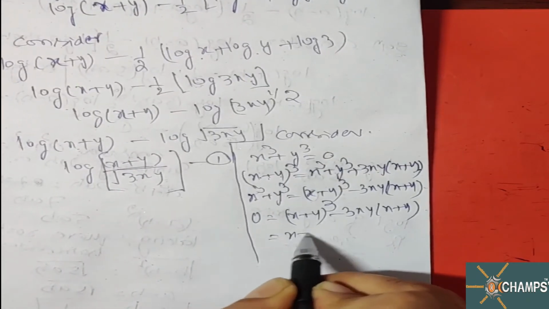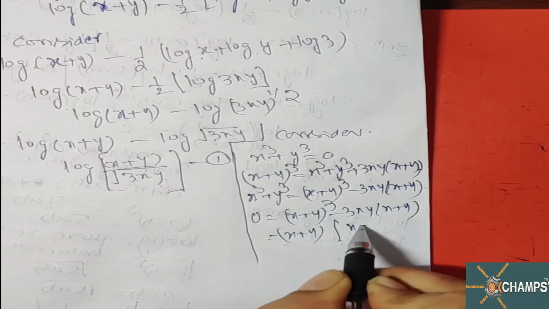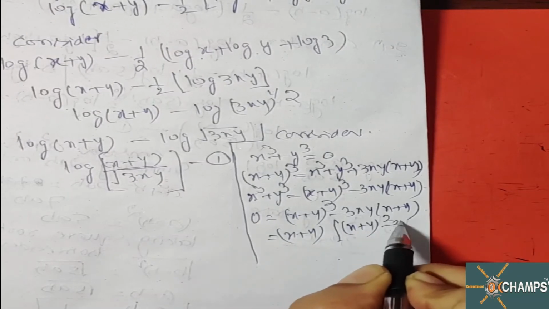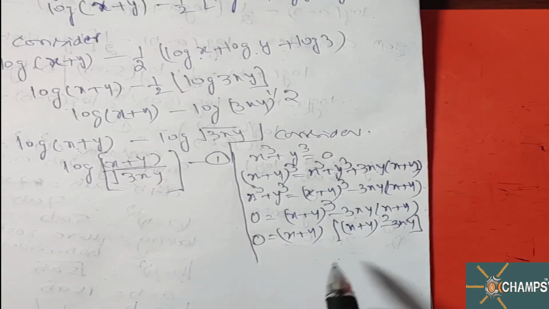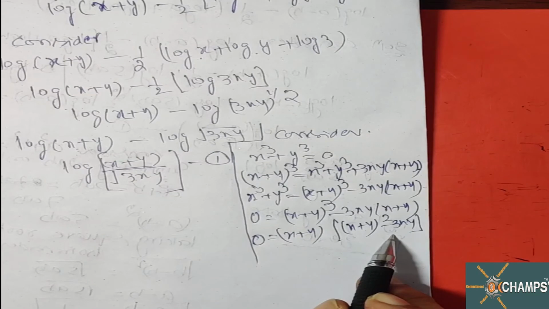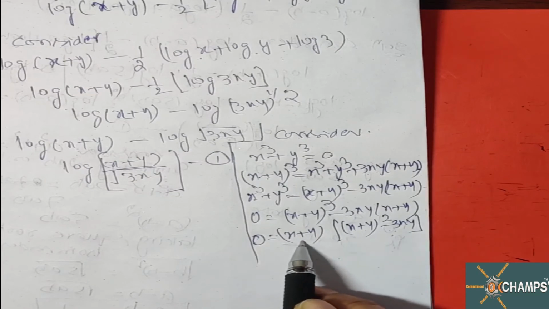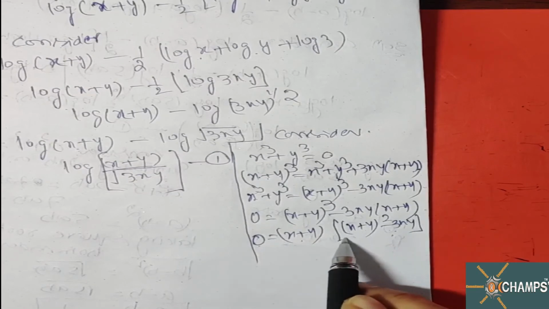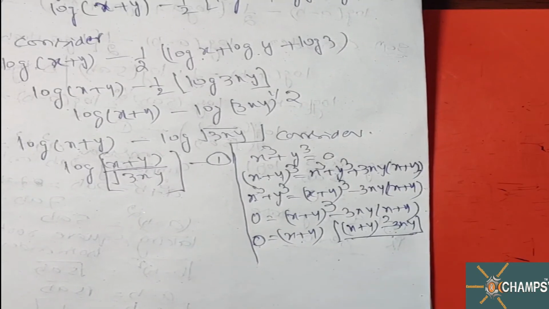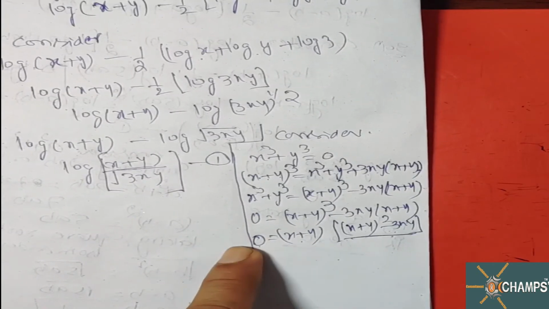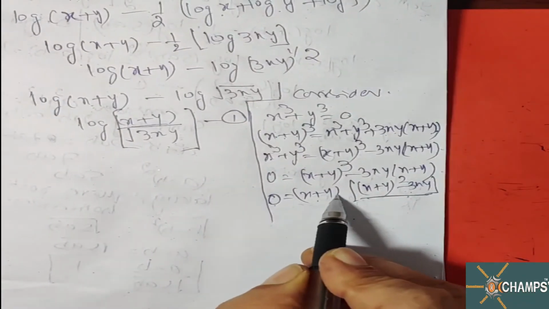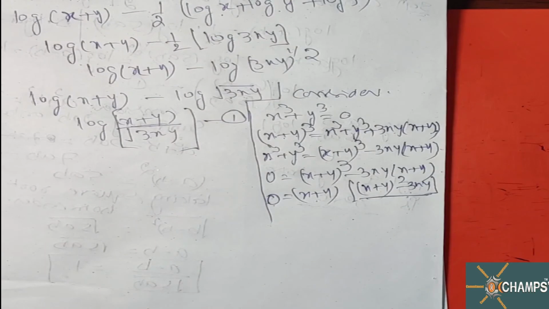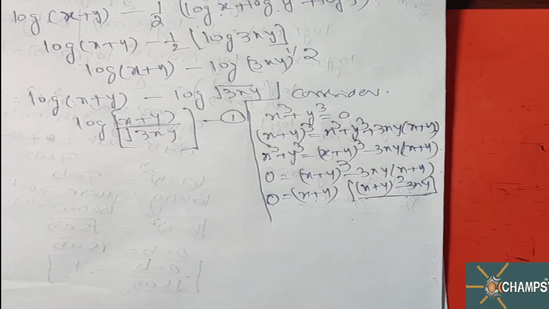Now I can take x plus y common here: x plus y into x plus y whole square minus 3xy. Product of two numbers is equal to 0 means x plus y may be equal to 0 or the second term may be equal to 0. If I equate the first term to 0, I don't get any relation except x is equal to minus y, and for negative numbers log is not defined.